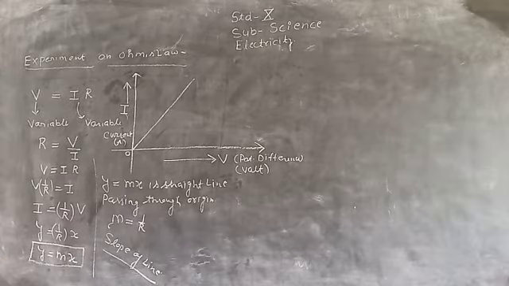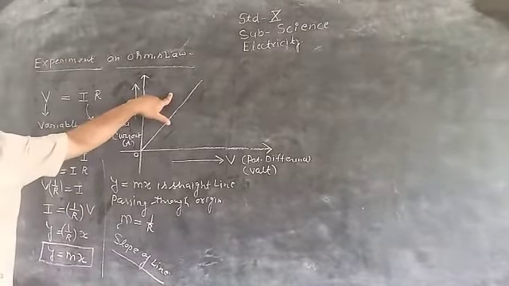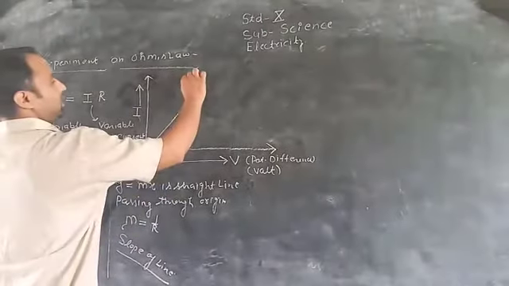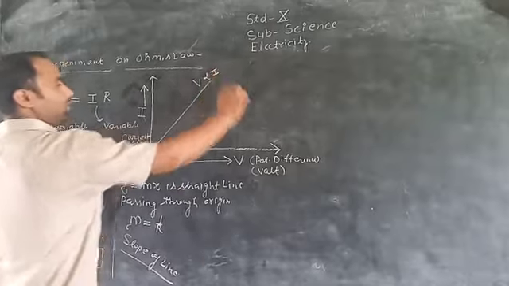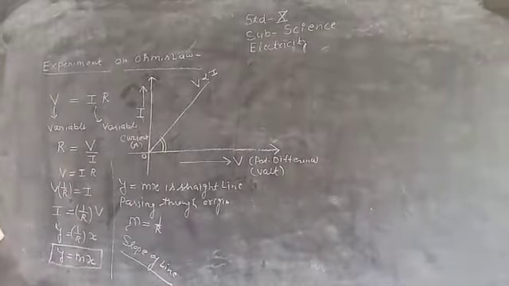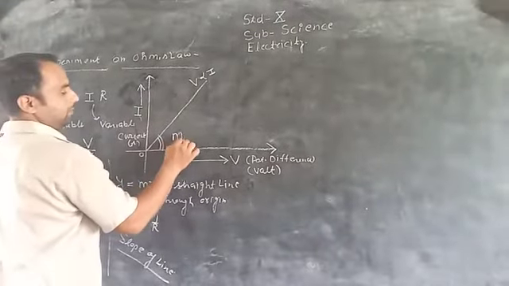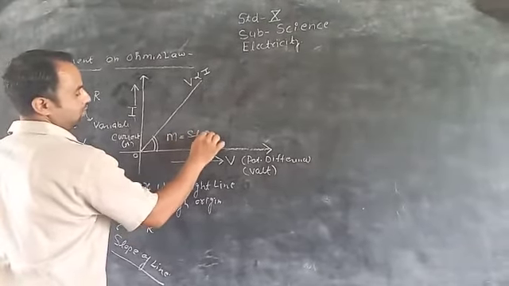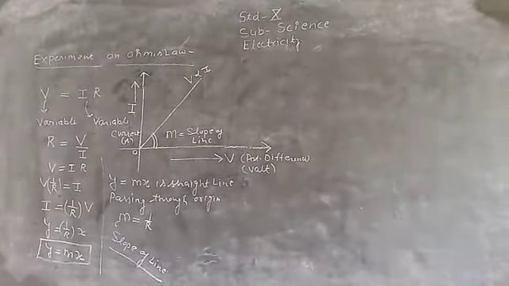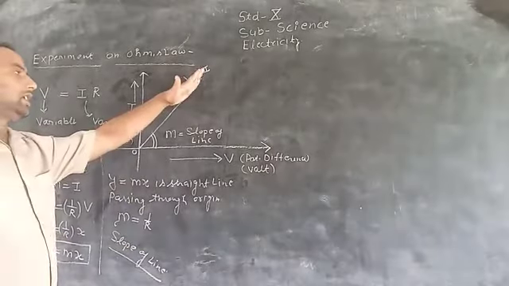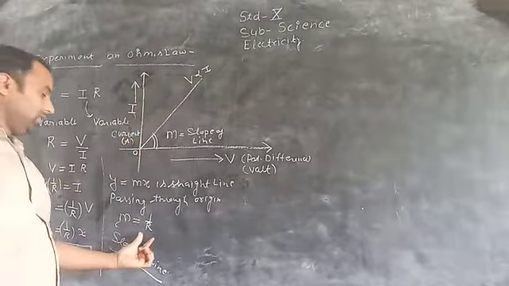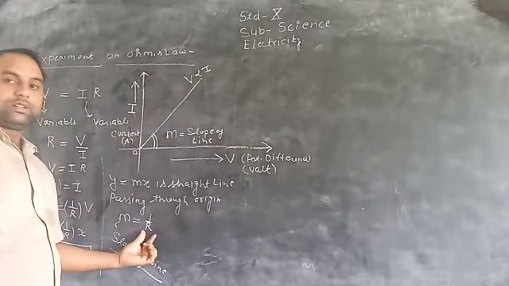First we have to determine the nature of the line. After that we discuss it here. We see that current is directly proportional to voltage, and this is called the slope. This angle represents the slope of the line. This is representing m, the slope of the line. If we are interested in the slope of the line, once we get the slope, we get the value of resistance of the wire also.